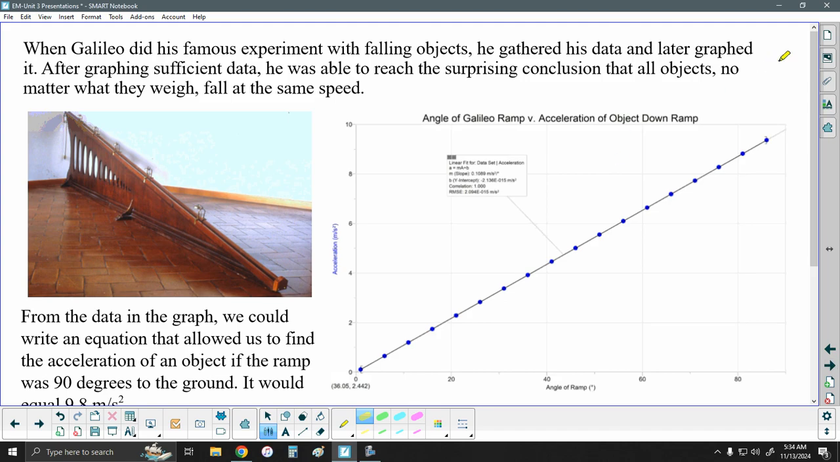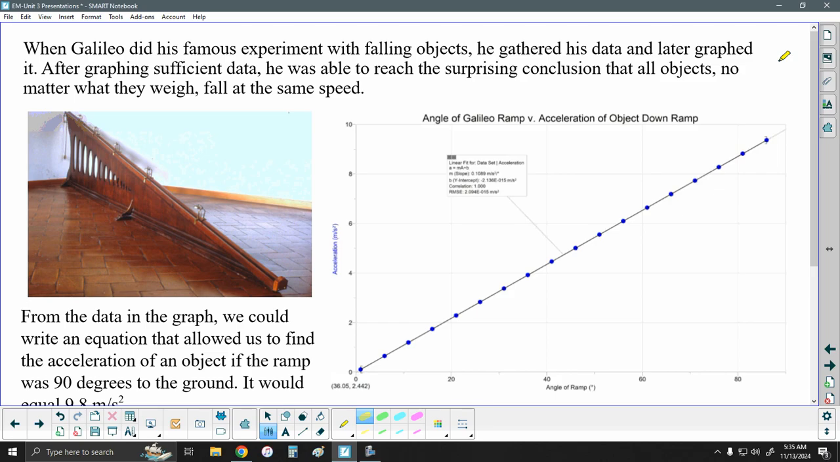So as a couple of examples, going back to the early part of the 1600s, Galileo did his famous experiment with falling objects. He went to the Leaning Tower of Pisa, dropped 2 different massed objects off the top of the Leaning Tower of Pisa, and proved that gravity was accelerating them towards the ground, and they both hit the ground at the same time.